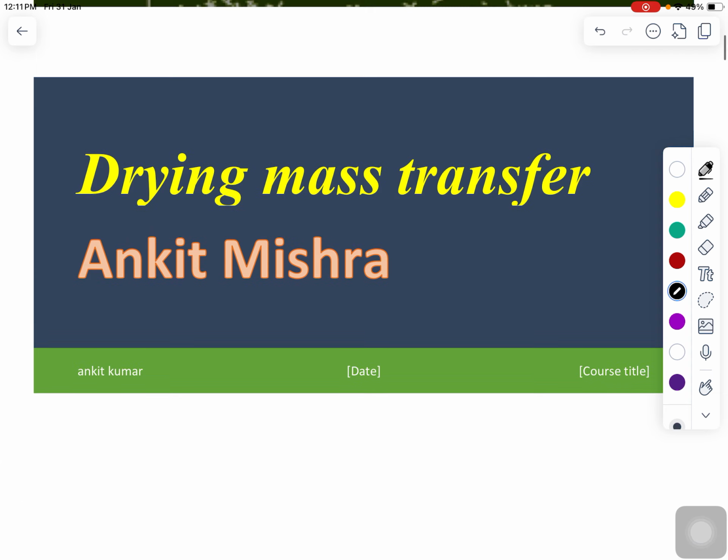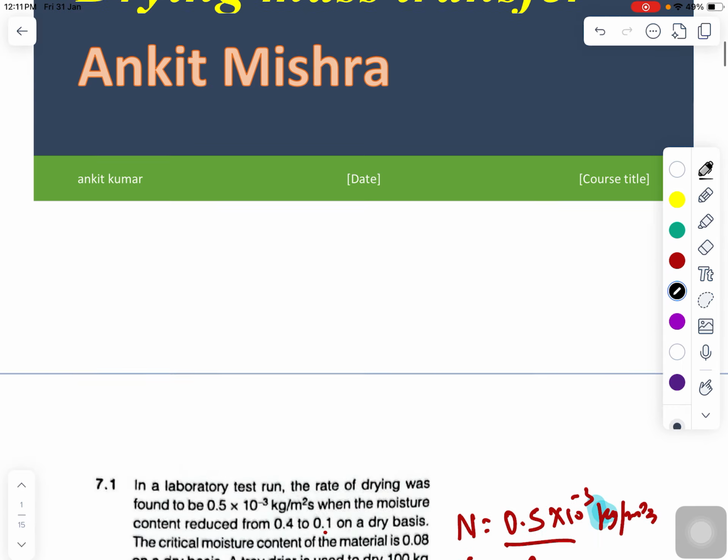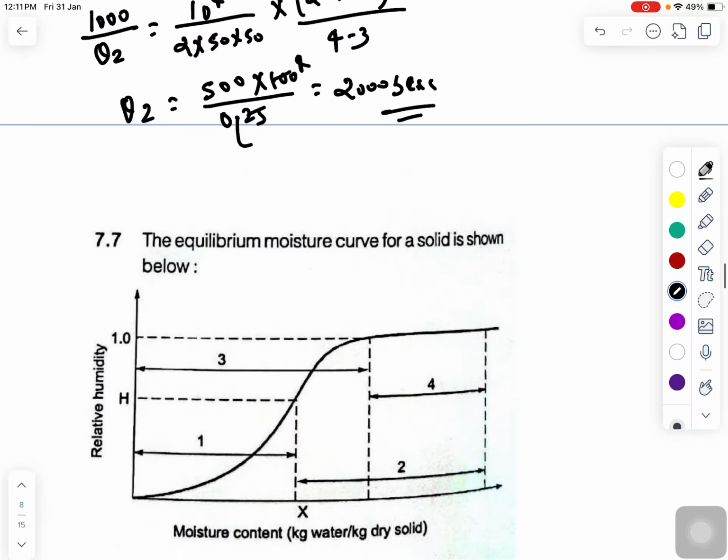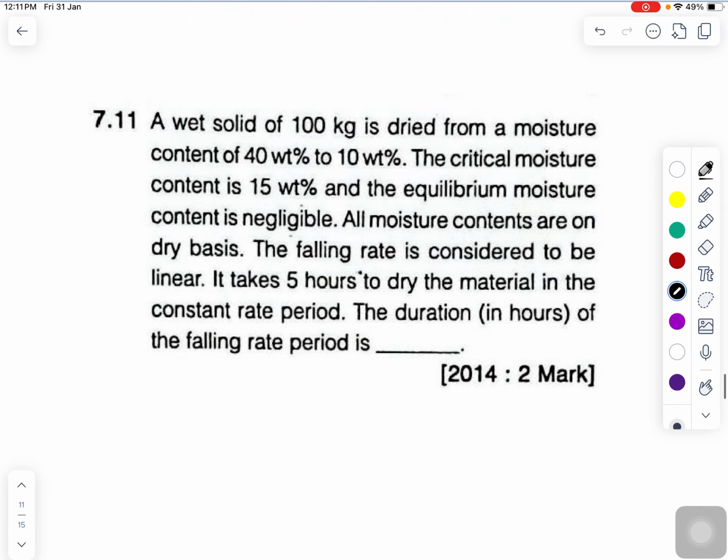So here I am coming with the PYQ series of all of these topics that have been asked in the GATE. I have already completed distillation, mass transfer, humidification, and I have also started drying, and this one is the second lecture of the drying PYQ. You can see I have already discussed lots of questions that have been asked in previous years, till 2000.